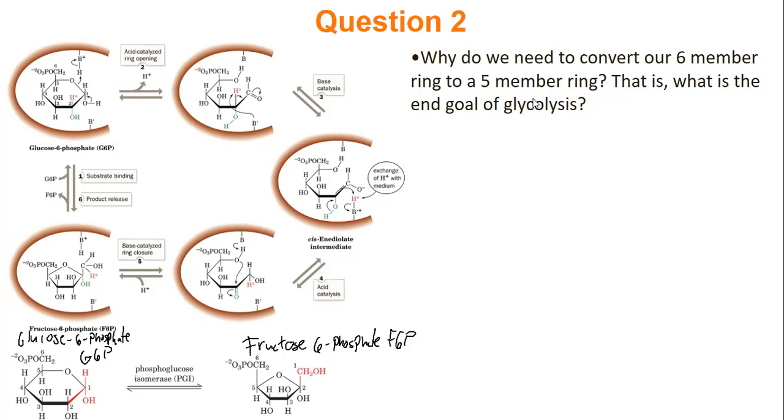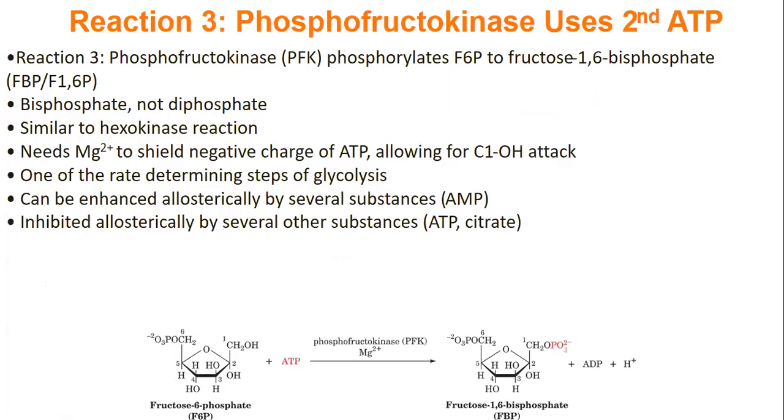All right. So we ended with this question: why do we need to convert our 6-member ring to a 5-member ring? And it's just the ease of cutting into three carbon compounds. All right, so let's move on to the third reaction.